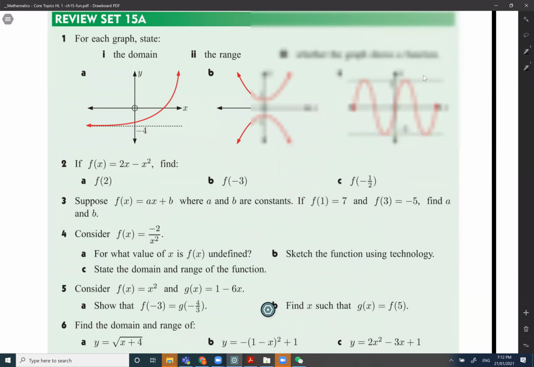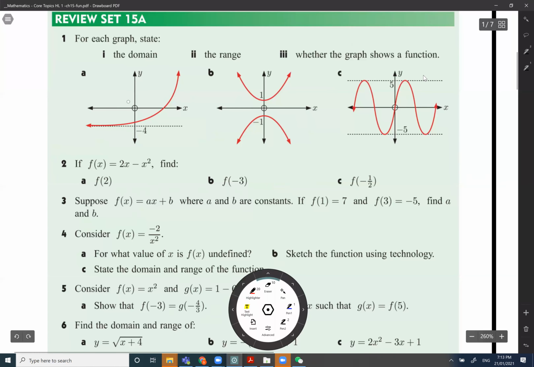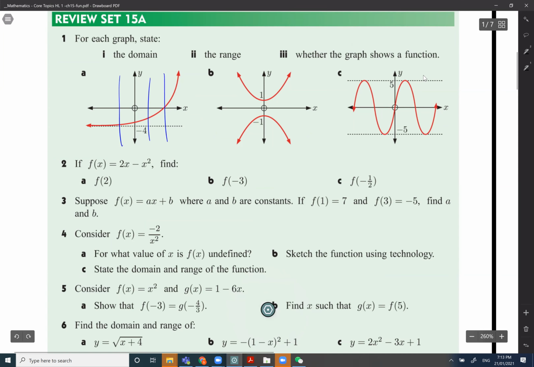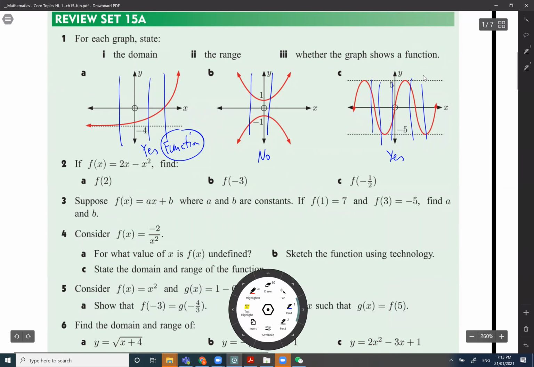For the other one, just revision. What's the domain? What's the range? If it's a function, we use the vertical line test. You just sketch vertical lines. Only one intersection, so yes, it is a function. Emma, how about the second one? Not a function, it cannot pass the vertical line test. Edward, how about C? Only one intersection, yes, it is a function.